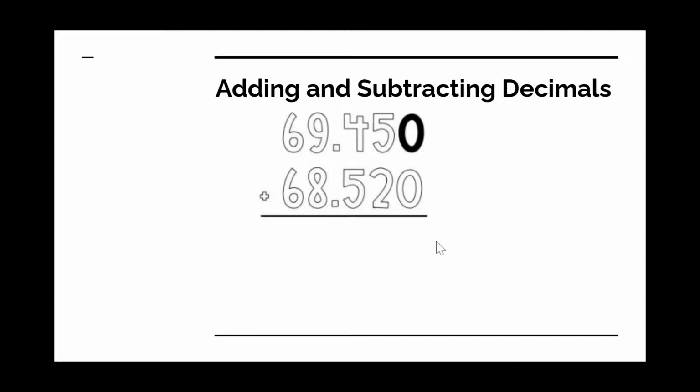So 0 plus 0 equals 0, 5 plus 2 equals 7, 4 plus 5 equals 9. And then you would bring down the decimal point over here. 9 plus 8 equals 17, carry over the 1. And then 6 plus 6 equals 12, plus the 1 over here, 13. So your answer should be 137.970, or 137 and 970 thousandths.